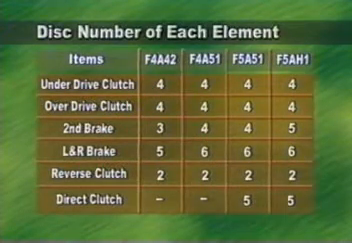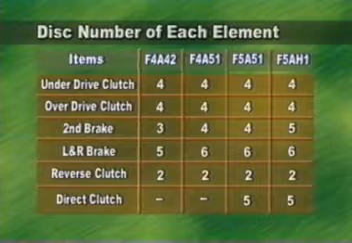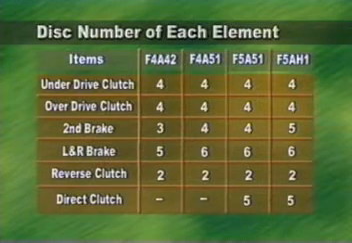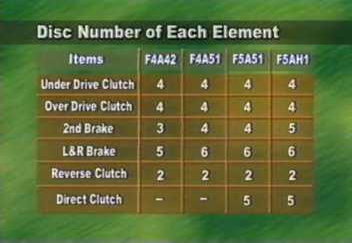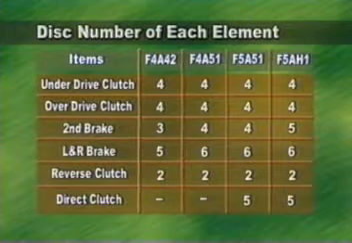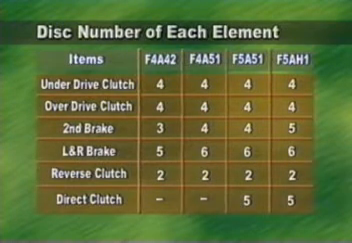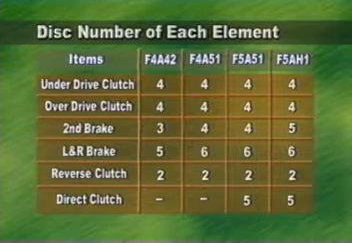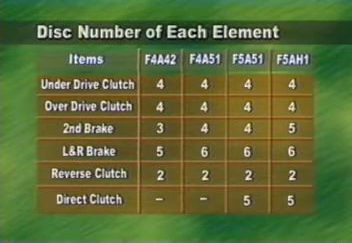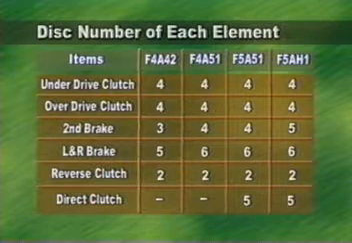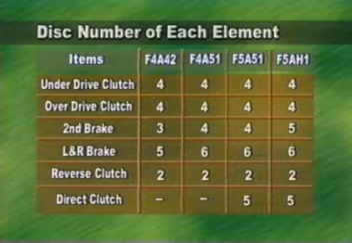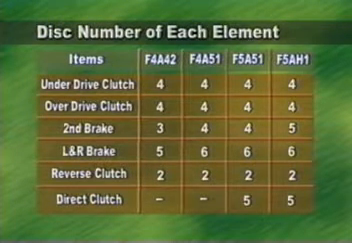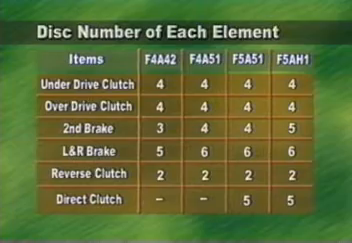Since the different number of clutch and brake is applied by the models of Hivec automatic transaxle, refer to the following information for assembly. F4A42 is for less than 2-liter engines. F4A51 is for 2.5 and 2.7-liter engines. And F5A51 is used for the 5-speed automatic transaxle of engines greater than 3 liters. For the extra-large automatic transaxle, F5AH1 is used.